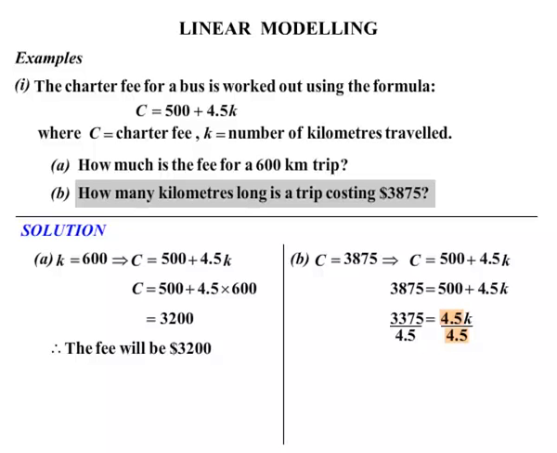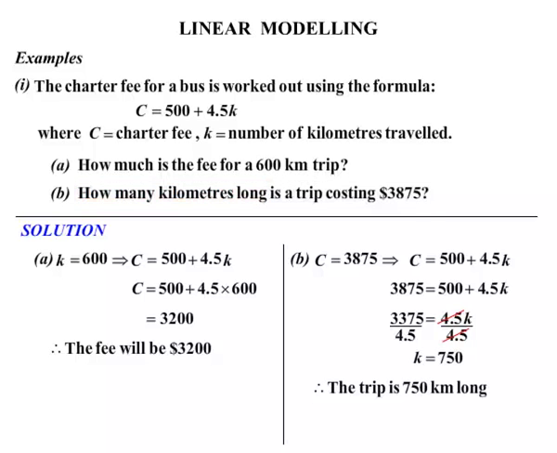So then you can see on the right hand side they'll cancel. So that's good, we've got k by itself, so we write k equals, and we do that division on the calculator, we get 750. So how many kilometres long? Well, the trip is 750 kilometres long. Excellent.